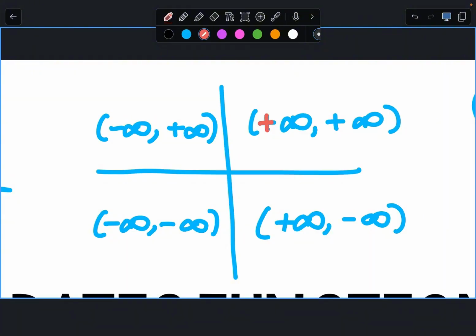X and Y are both positive here. Your X's are positive here, but it's under the X axis, so your Y's are negative. Both numbers are negative here. Negative X's, but positive Y's here. Okay? Got it?